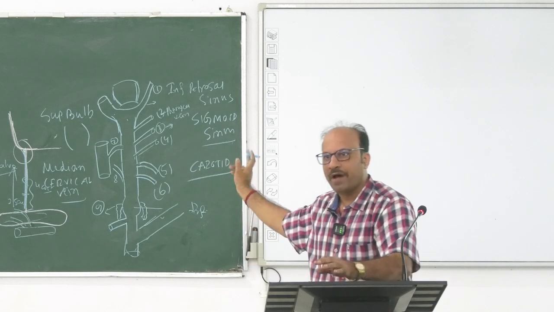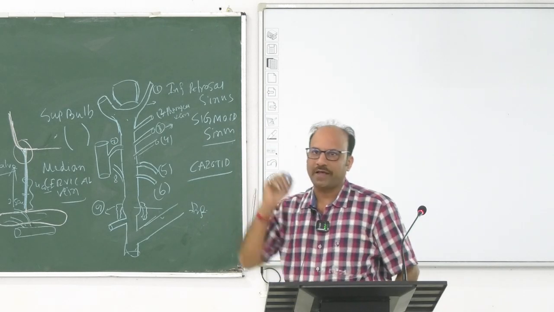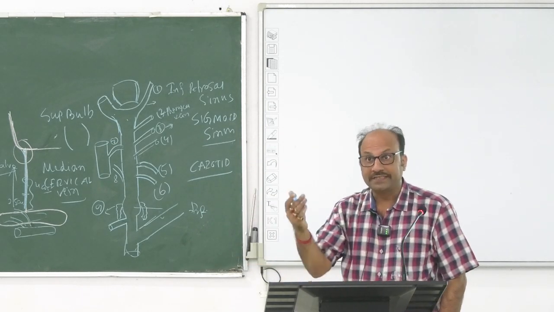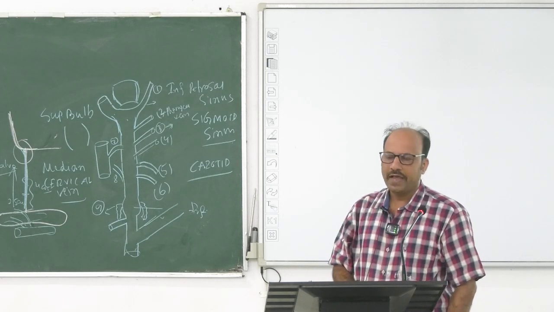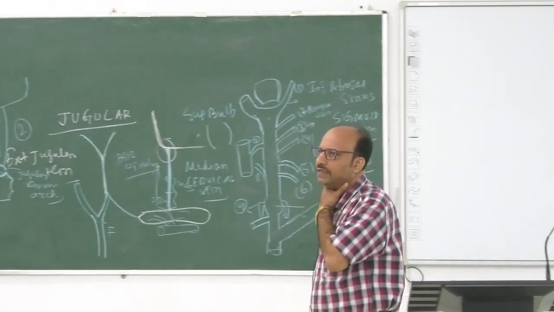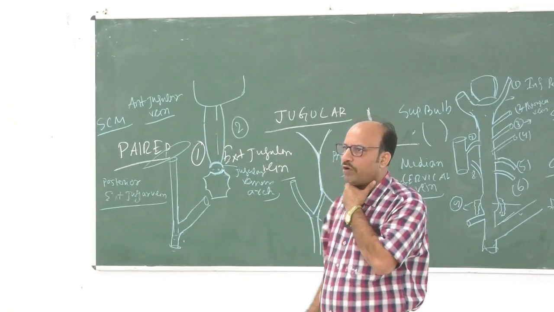Internal jugular vein in the upper part, it overlaps the sternocleidomastoid, but in the lower part, it is deep to the sternocleidomastoid. Besides this, the neck has numerous muscles, the strap muscles of the neck. Do you remember the names?